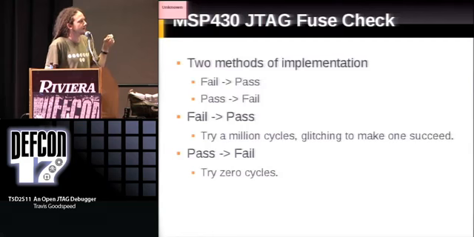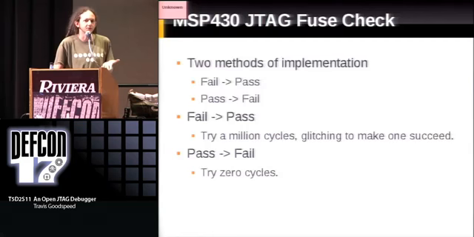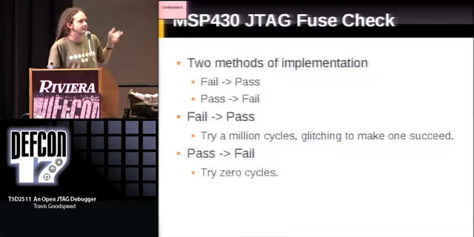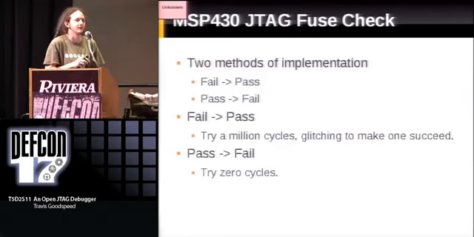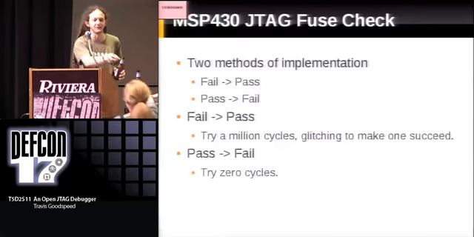So in the first case, you can just try 1,000,000 times, and you keep on glitching them, and if you ever succeed, then in the end you've broken your way into the chip. In the second case, you can just not try anything. Just never send edges.